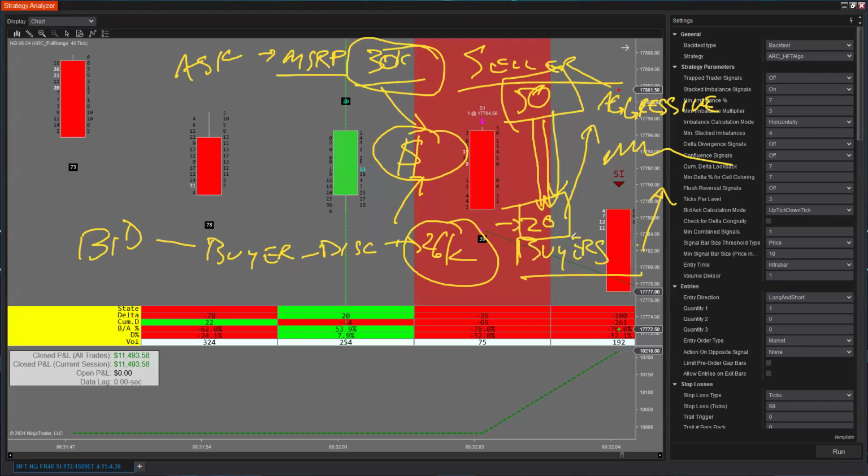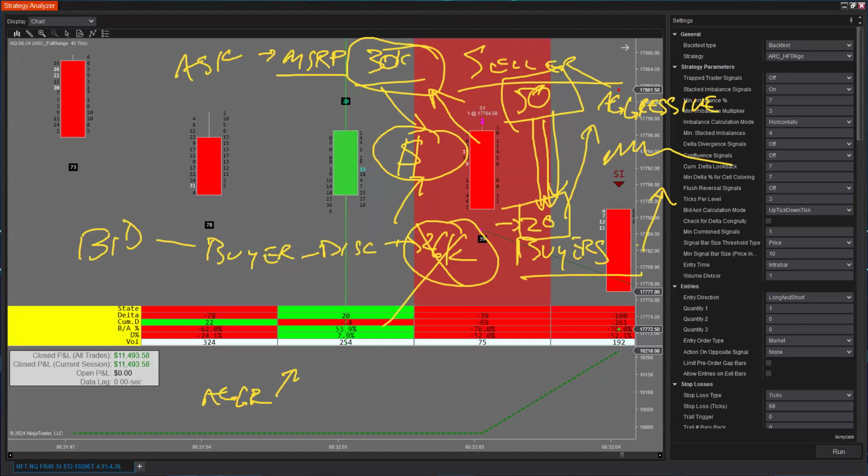If the buyers say, forget it, I'm not going to haggle, I'm just going to go and pay the MSRP because I want that exact car and I want it now and I don't want to wait, that would be considered aggressive buying. So if you have aggressive buying, that causes price to go up. If you have aggressive selling, that causes price to go down.